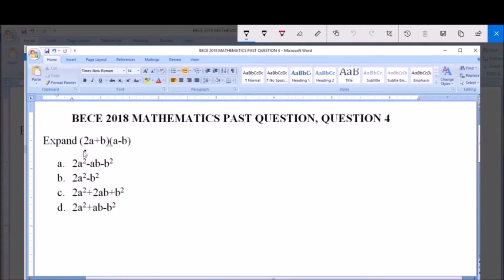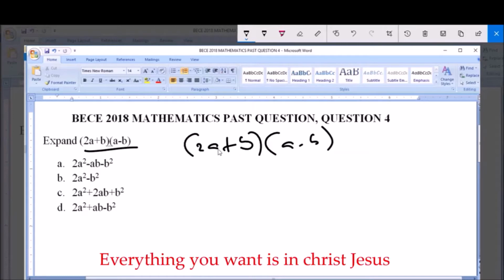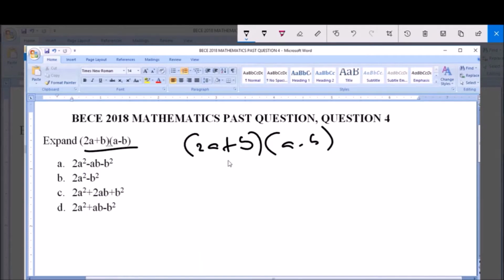So we're given this algebra and we are to what? Expand this algebra. Now we have (2a + b) into (a - b). For us to expand this algebra, it means that we are multiplying the content of bracket A times the content of bracket B. To do this, we pick each term and multiply. So by expanding this, we have 2a into (a - b), then plus b into (a - b).